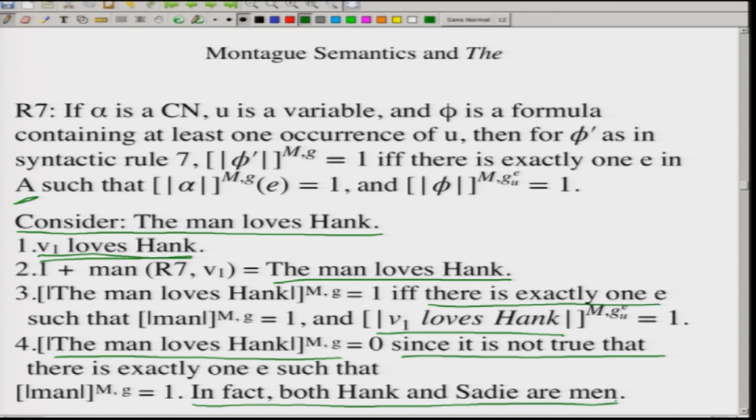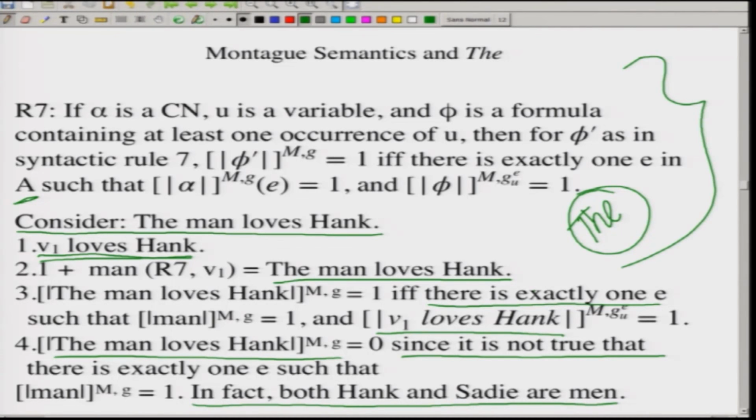So, in this case D fails, but it could succeed if we have something like the man who loves Hank, because Hank is the only man who loves Hank. So, the man who loves Hank is Hank would be a true sentence, but this is false. So, we stop here, and this is pretty much about predicate semantics. Thank you.